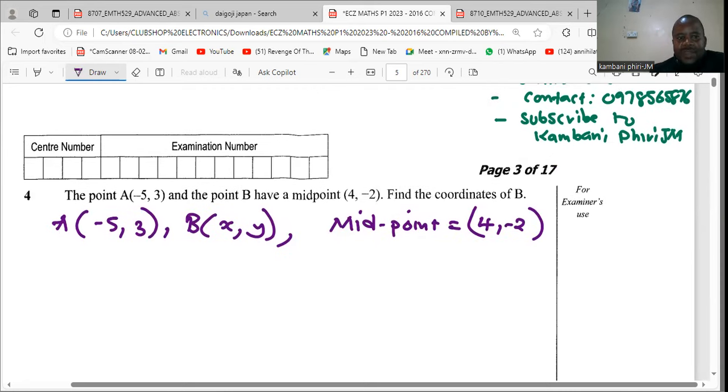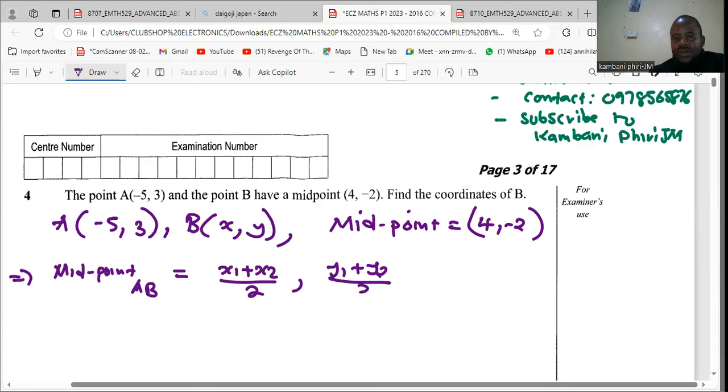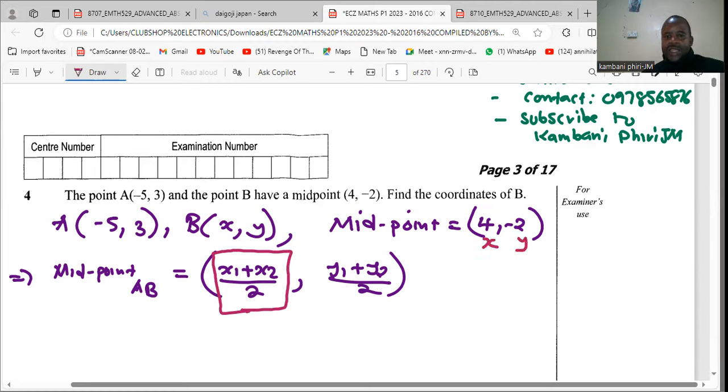So you know that to find the midpoint, the core definition of a midpoint: midpoint of AB equal to x1 plus x2 divided by 2, comma y1 plus y2 divided by 2. These are just notation. Meaning that this part here represents the midpoint of x. And you can see that this is x, right? Meaning that the midpoint of x is 4.